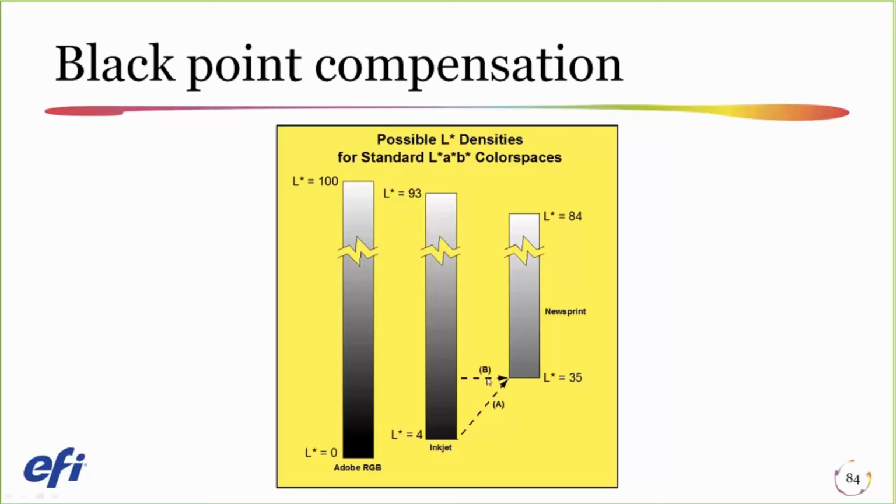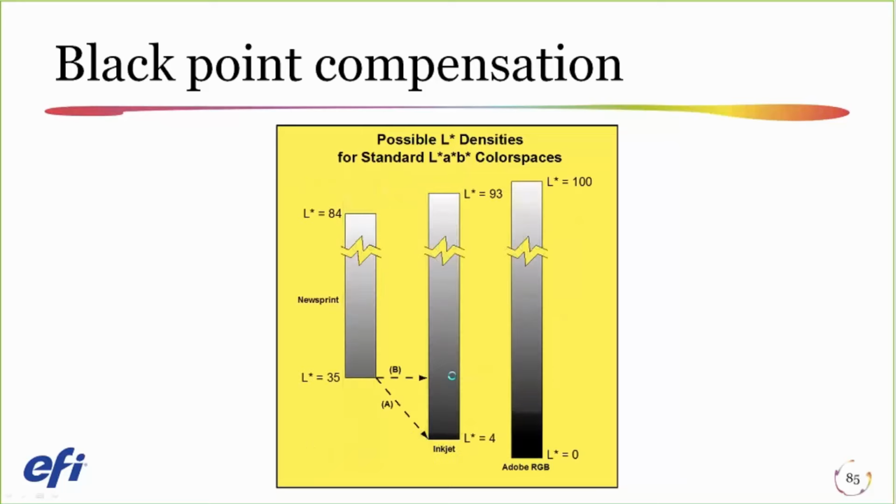If I say black point compensation no, it takes the darkest tone that I can reproduce, and it makes every tone that's darker than that the same tone. So I've compressed my tone values. This is much like the colorimetric rendering intent.